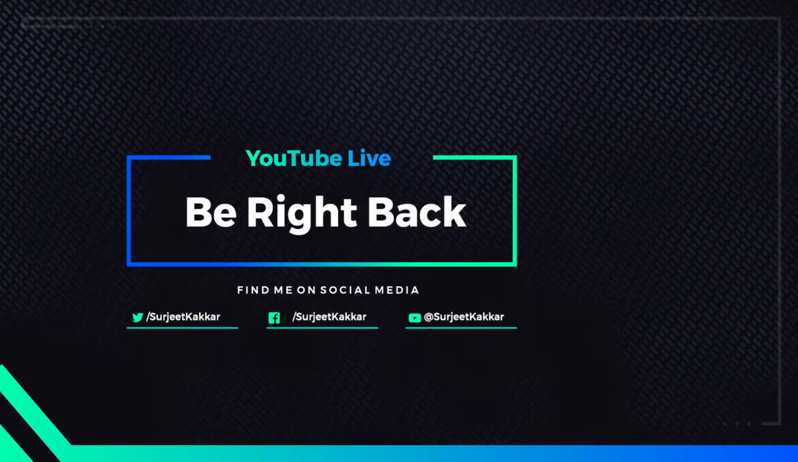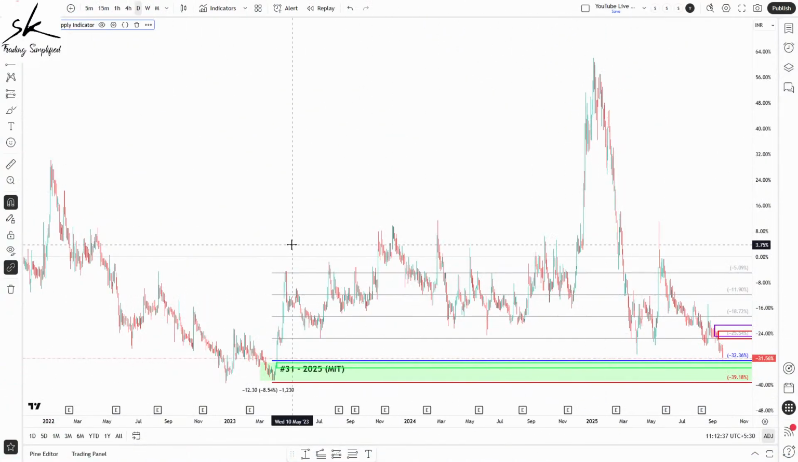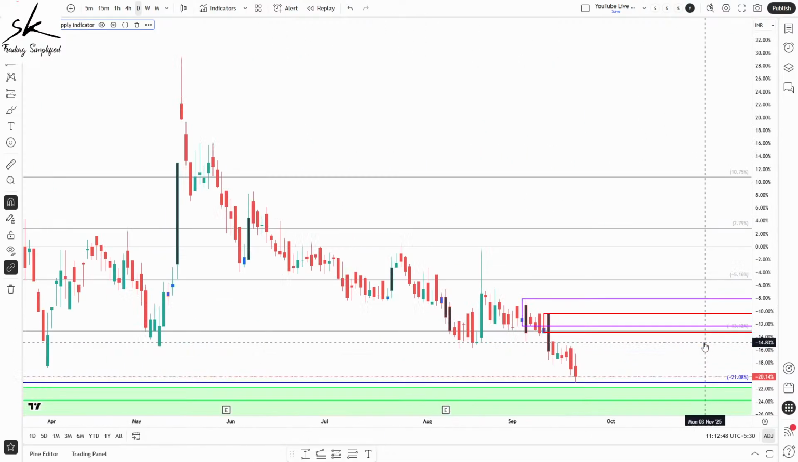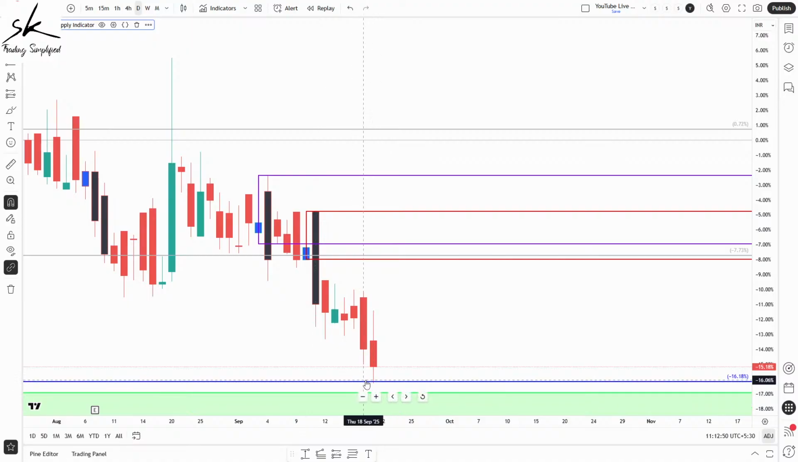So this is our session number 31. We did the analysis on the 17th of August, and the prices came into the zone on the 19th of September. Here you can see we have just touched the entry point. Our entries are always a little above the zone.